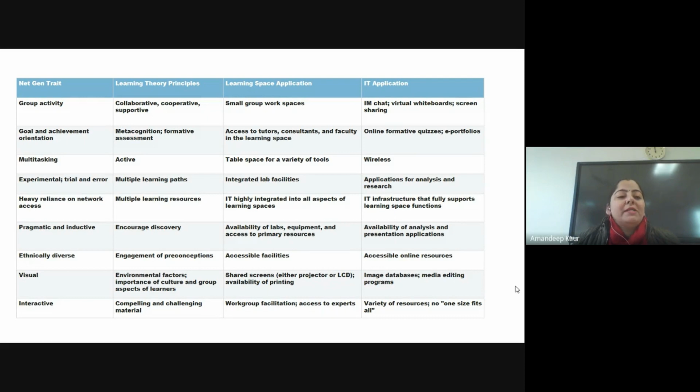Students are experimental and they want to commit errors to learn something new. So they want to perform something before assimilating that information in their mind. So there must be a variety of learning activities that need to be designed by the teacher, and there must be practice. Whatever they have covered in their theory classes, that practice needs to be there in the laboratory classes.